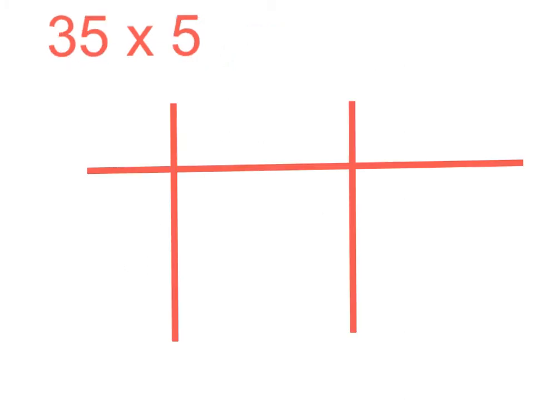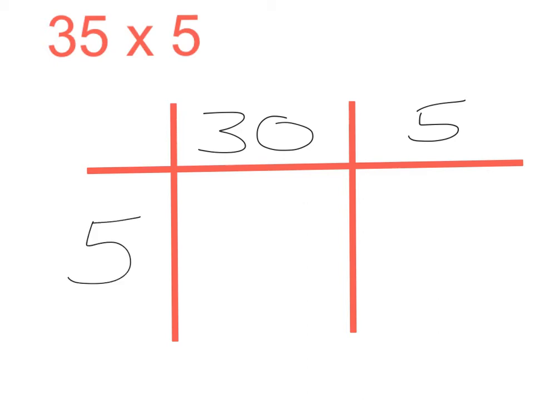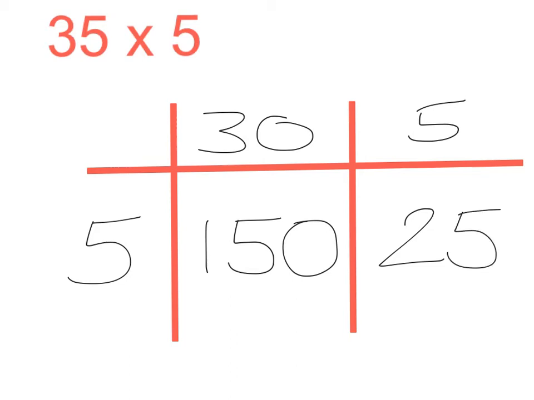This then moves on to looking at grid method, which is a way of children partitioning, similar to how they doubled, but then using multiplications of other times tables. It works in a very similar way, with 5 times 30 being 150. 5 times 5 is 25, and add those together there, we get 175.